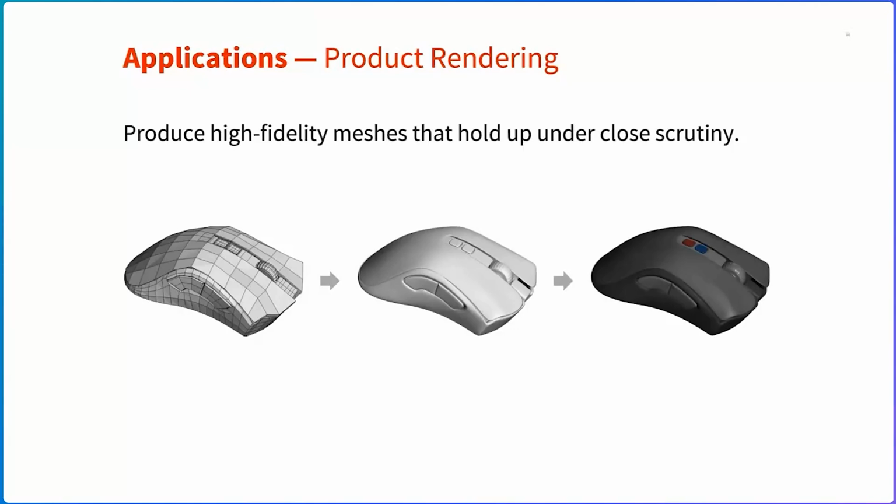However, the catch is that the product models need to be extremely high fidelity in order to hold up to customer scrutiny. This is where subdivision surfaces come in, since they allow us to generate smooth surfaces at an arbitrarily high resolution. In this example here, we start with a fairly low resolution computer mouse that we then subdivide and style into a high fidelity model.